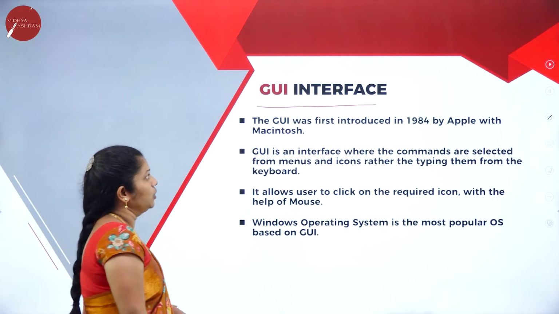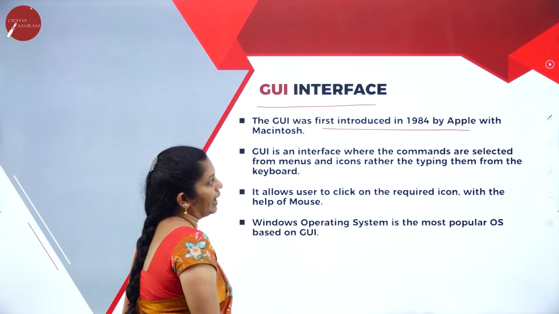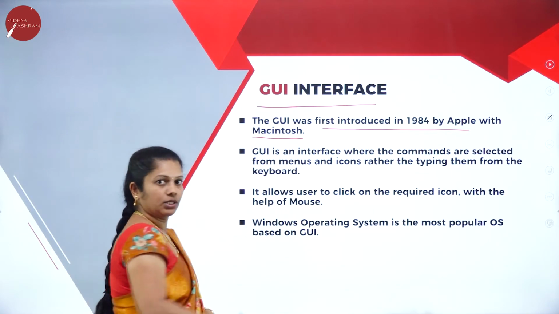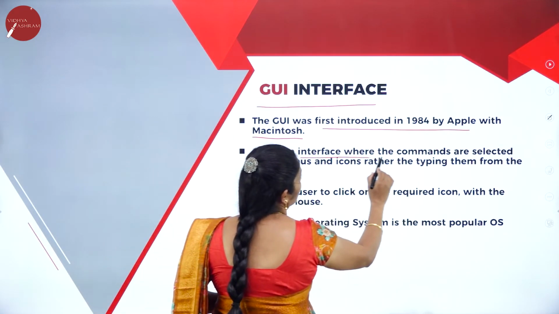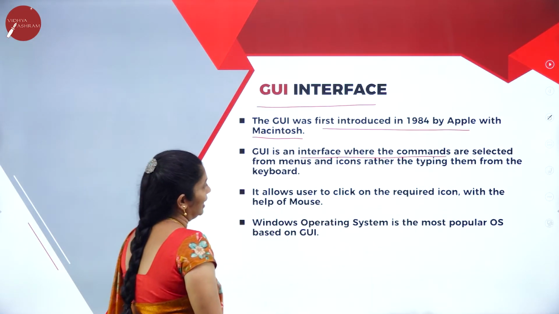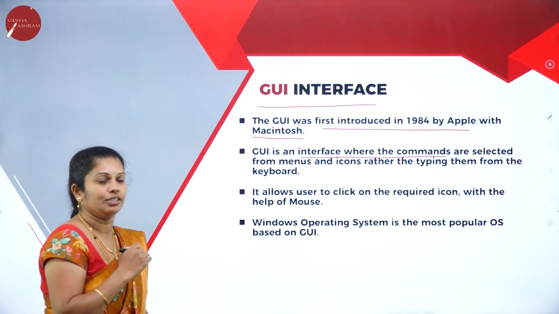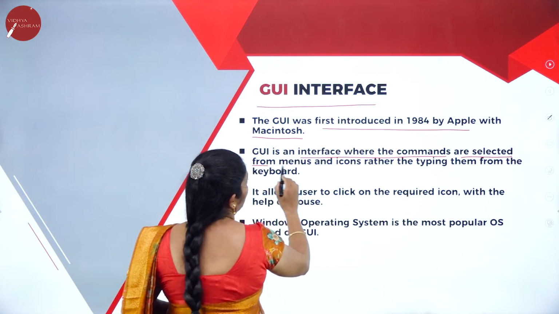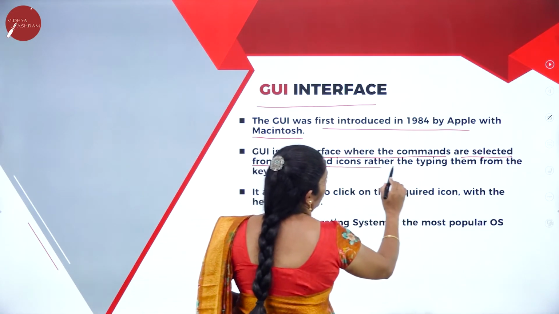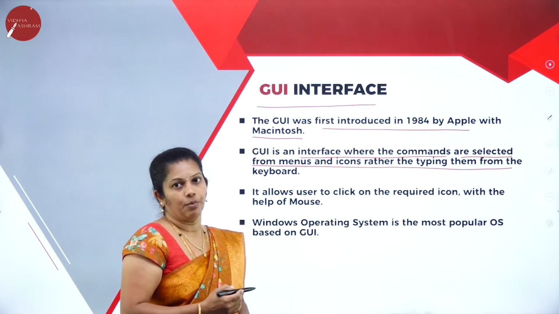The graphical user interface was first introduced in 1984 by Apple with the Macintosh. Here, the graphical user interface is an interface where the commands are selected. We have some symbols, graphics, and there we can select the operation, selected from the menus and icons rather than typing them with the help of a keyboard.